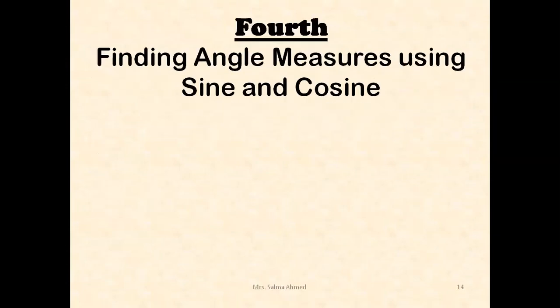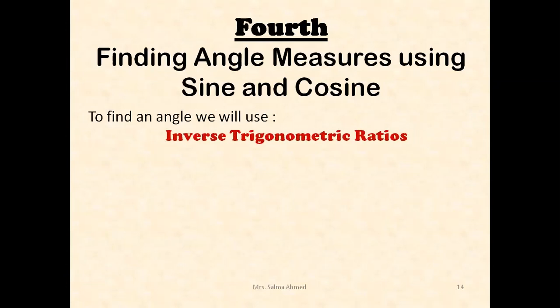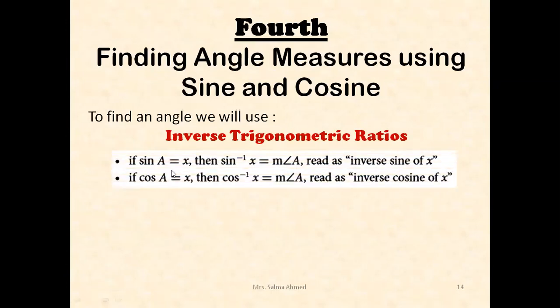Fourth idea, finding angle measures using sine and cosine. To find an angle, we will use the inverse trigonometric ratio. What's the inverse trigonometric ratio? If sine A equals x, meaning if sine of this angle is equal to an answer, then sine -1 of x equals the measure of the angle. So if I need angle A alone, I have to move this sine to the other side by a power of -1. Sine -1 is called an inverse trigonometric ratio.